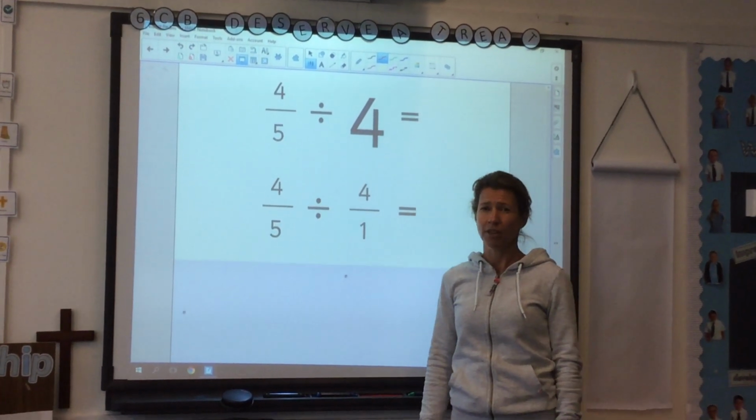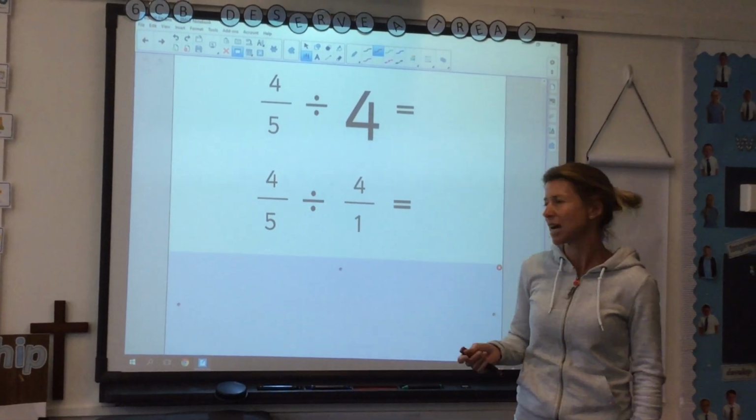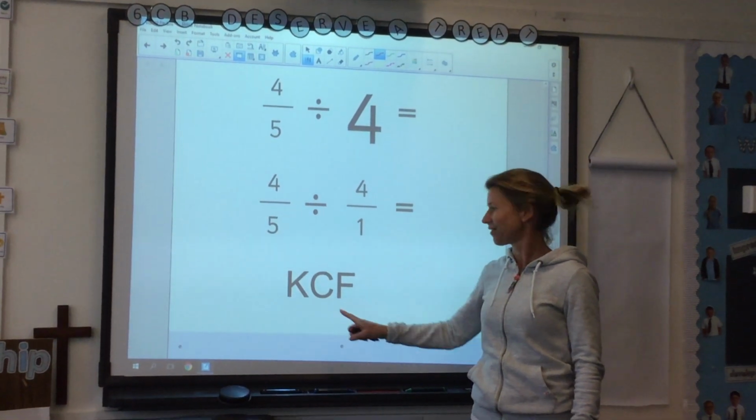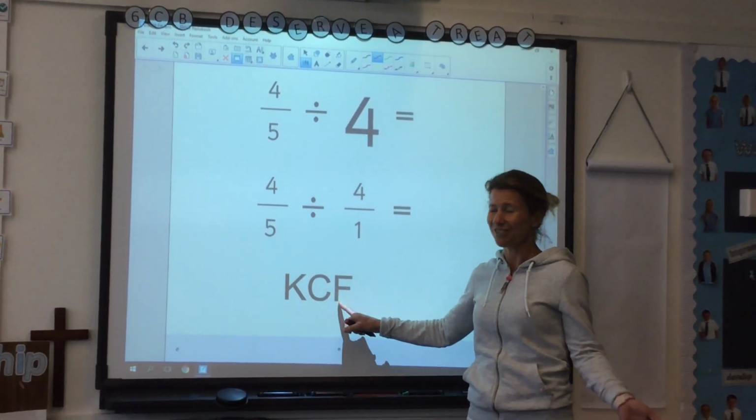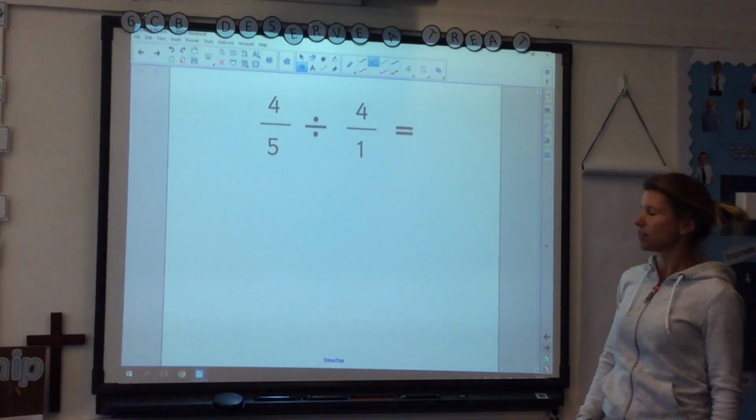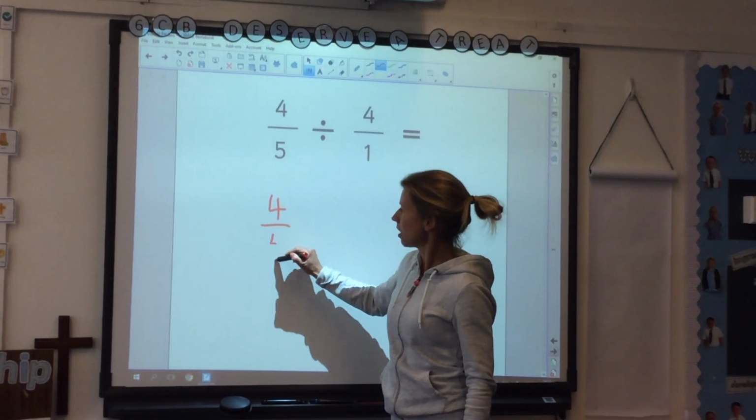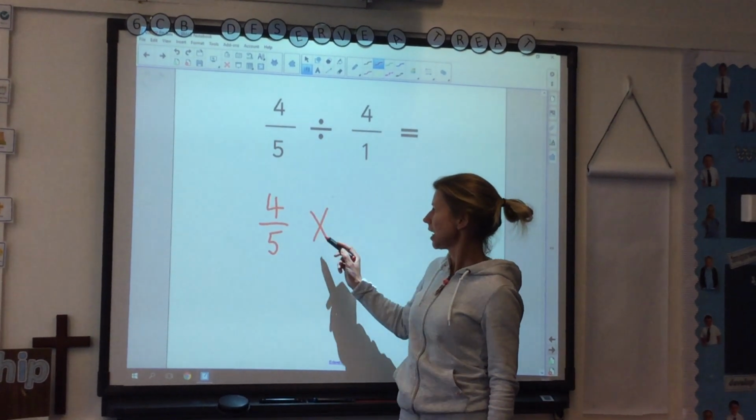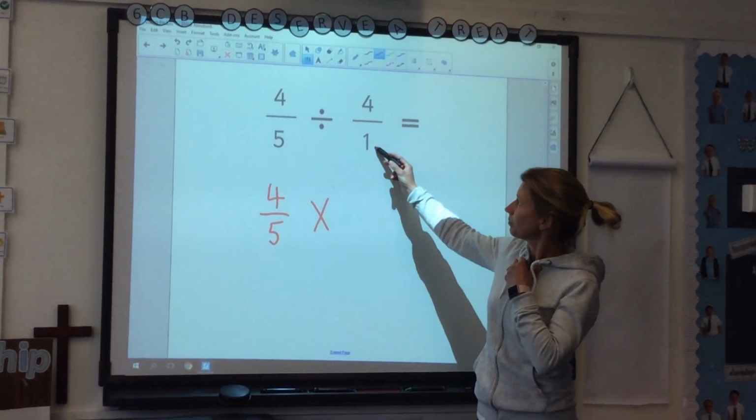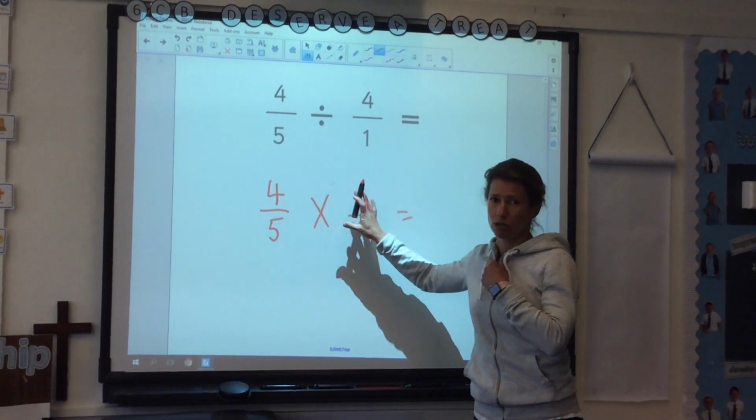Now I think you're all thinking at the moment, I remember with division, we remember something else. We do, we remember, did you get it? KCF. Keep, change, flip. So you're going to look at the calculation and you're going to follow the KCF rules. So you keep the first part, you change the second part into multiplication because they're the inverse of one another, and then you're flipping the next bit. So that's your keep, your change and your flip.